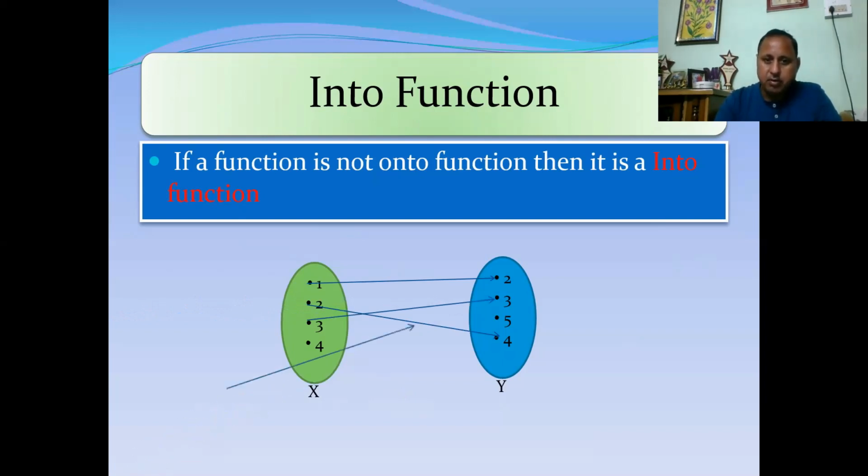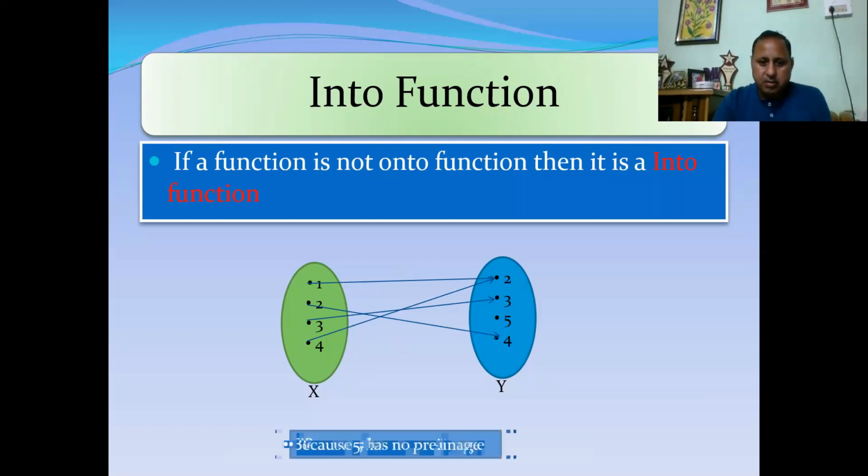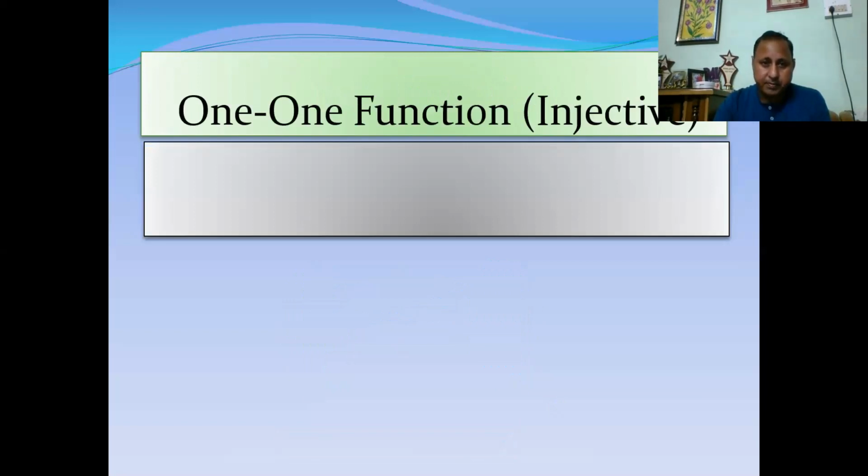Yes, 4 is associated with 2. Now you can observe each is associated with a unique element. It means this one is a function. Further, observe that 5 has no pre-image. It means this function is not onto. If this function is not onto, then you can simply say that this function is an into function. I have written here clearly: because 5 has no pre-image, that is why this function is called into function.